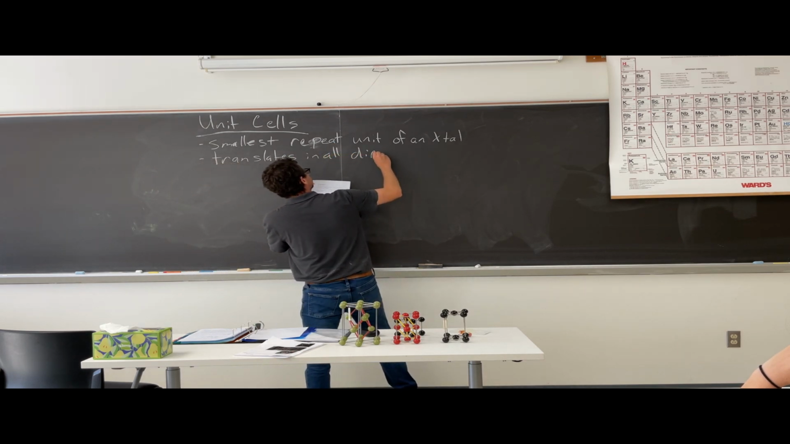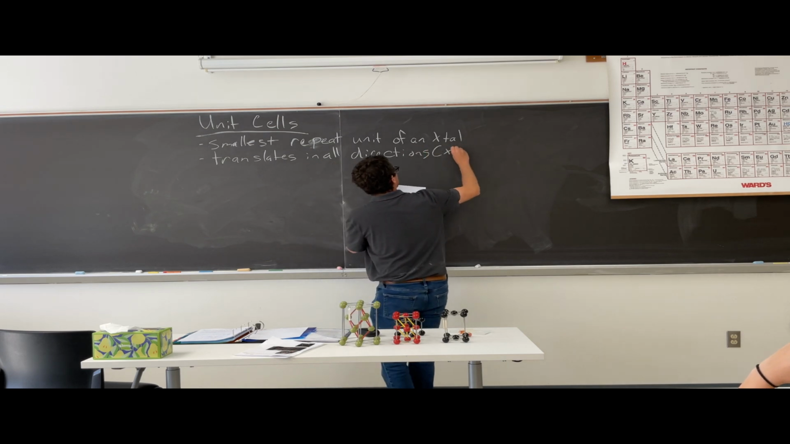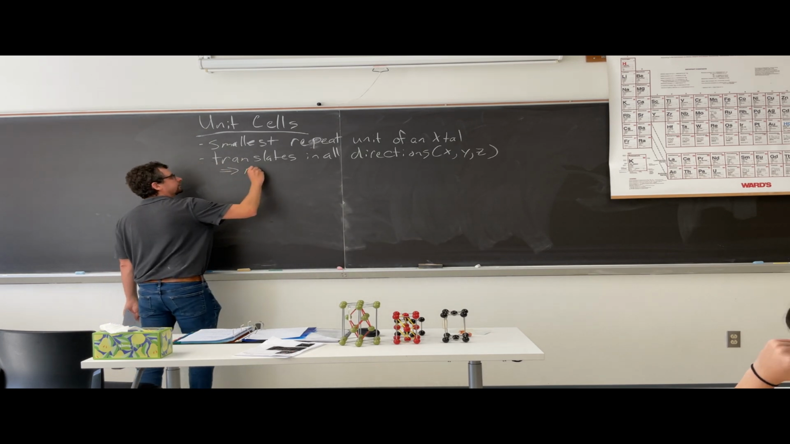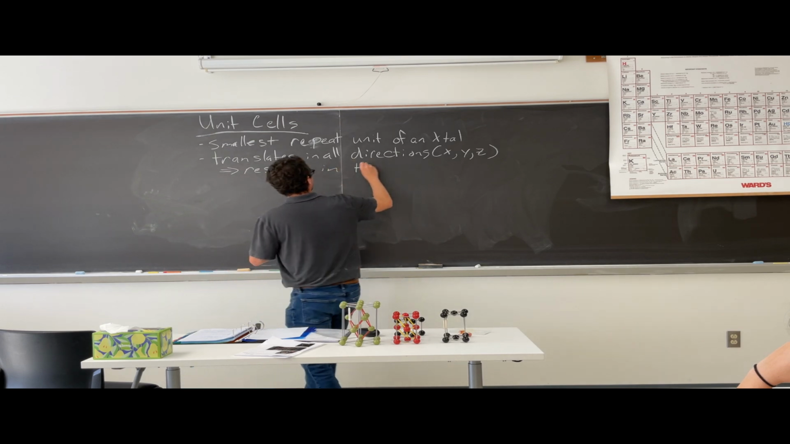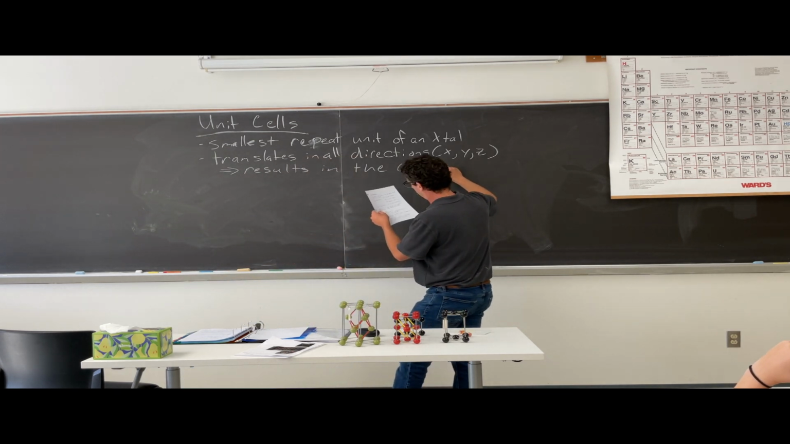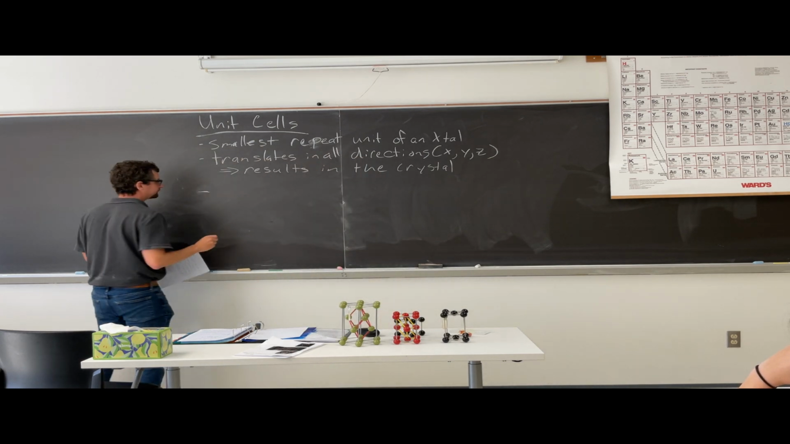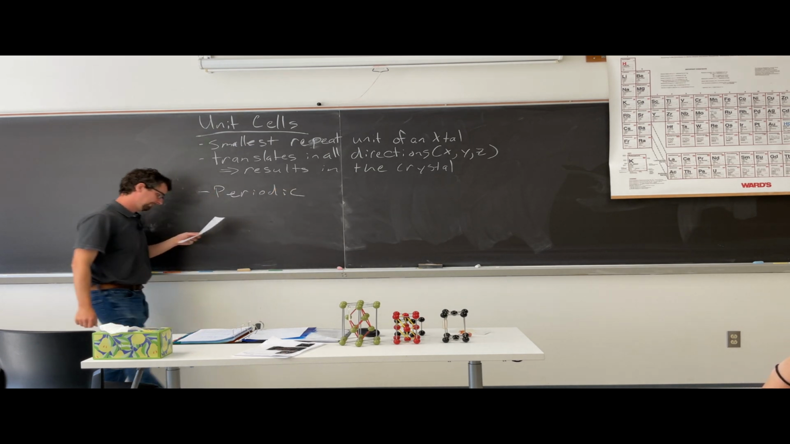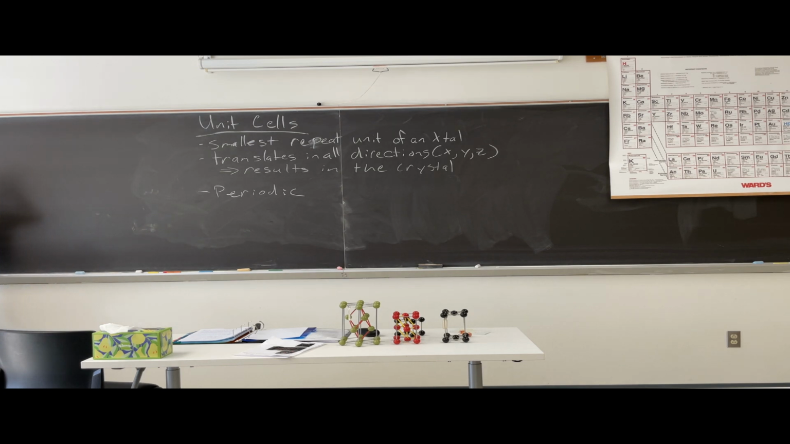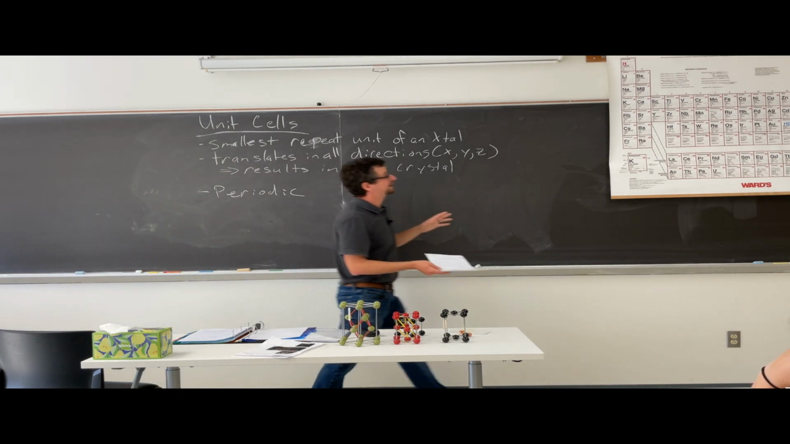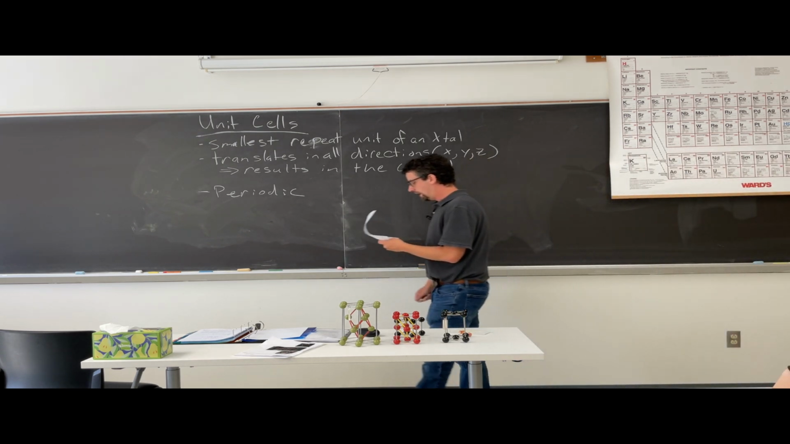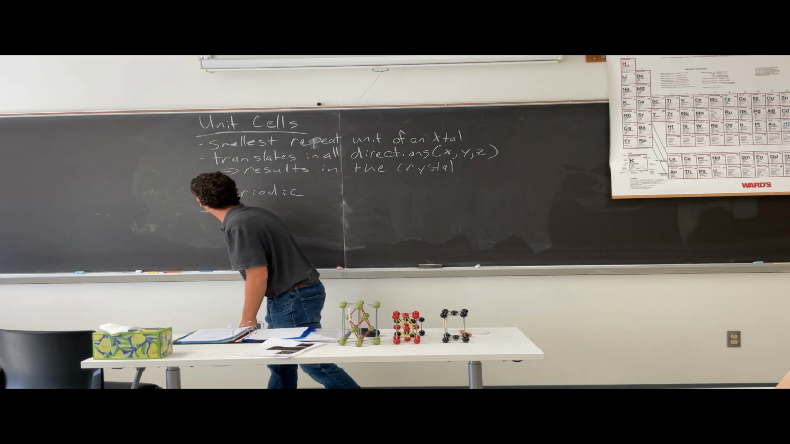So it translates in all directions, x, y, and z, and that results in the crystal. They're periodic. And what does that mean again for periodicity? Order. What'd you say? They're on the table? Oh, yeah, it could be on the table. There's some followed pattern. I did like that, though. And they're described by metrics.